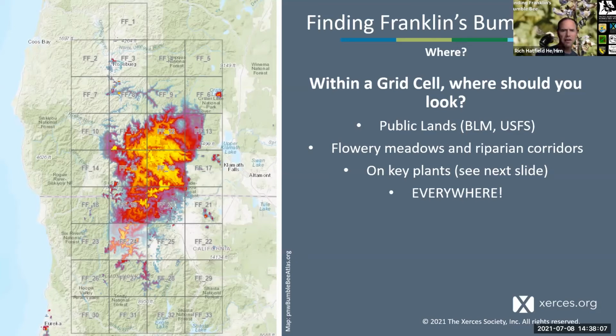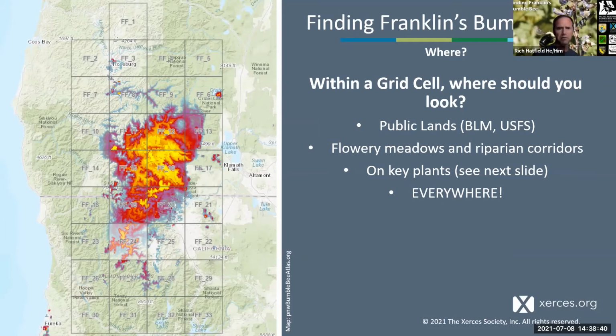But I'm also going to stress throughout the rest of this little module that just because these places, flowery meadows and riparian corridors, as well as key plants, are where we found them in the past, doesn't mean that you shouldn't be looking elsewhere, right? We need all eyes on deck here to find this species. And so we're going to have to think outside the box to a certain degree as well, and look in potentially what we may currently think of as low probability areas as well. And we may very well detect it.